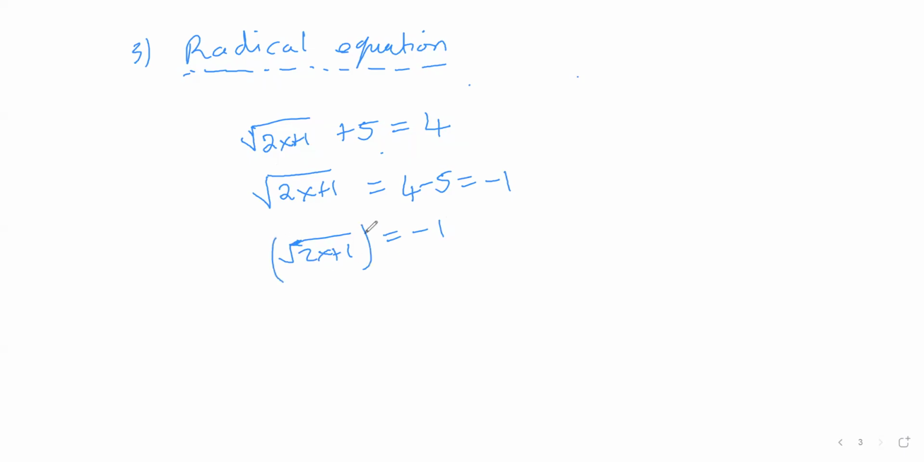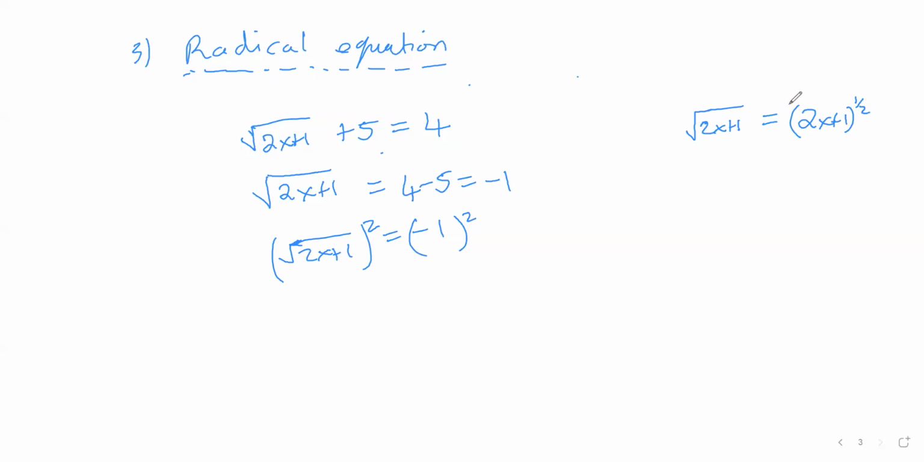So we can then quickly square both sides. Whatever you do on one side of the equation, you must do the same on the other side. We square both sides to then eliminate our radical, all right? We know by our laws of radicals that square root of 2x plus 1 is the same as 2x plus 1 to the power a half, all right?